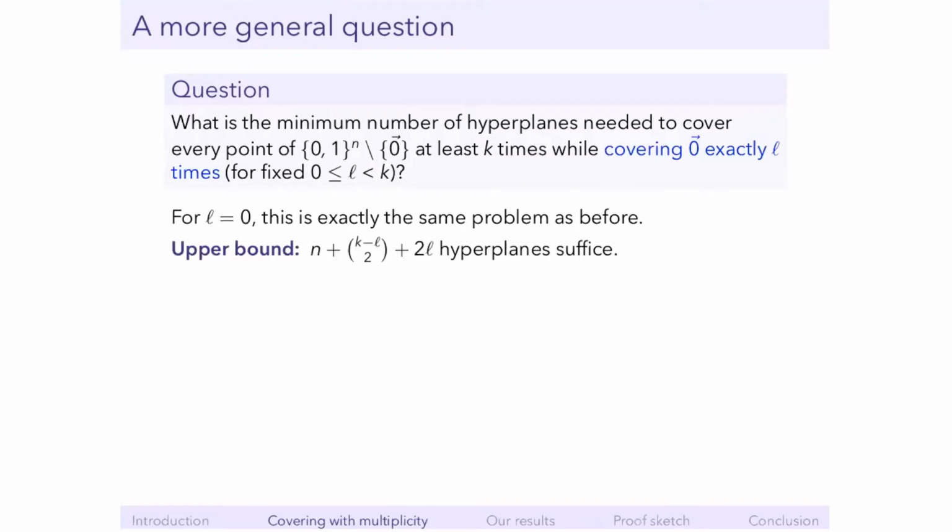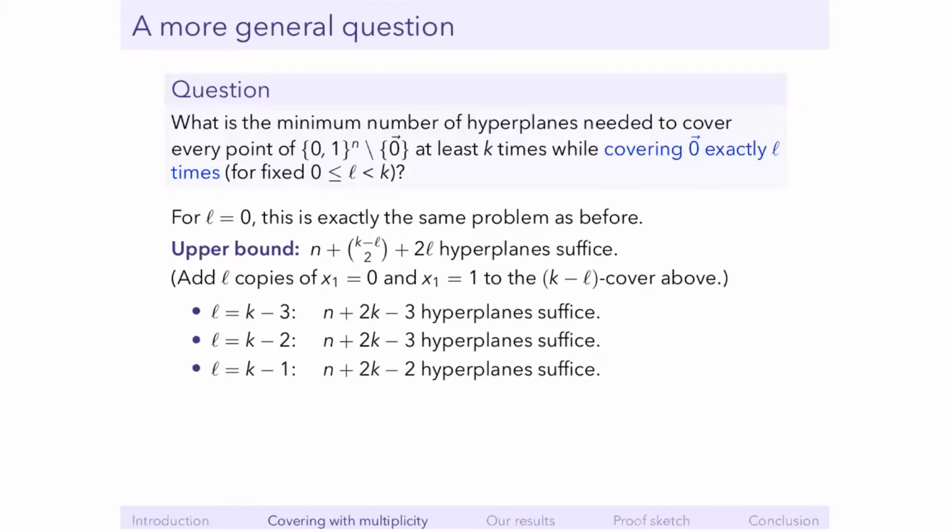And just as before, there's a simple upper bound you could come up with, which is of the form n plus (k minus L choose 2) plus 2L. The proof is just you take the (k minus L)-fold cover that I showed you before, and then you add 2L more hyperplanes, which is just L copies of a parallel pair. This is a natural upper bound you could come up with, and I just want to specialize it because these numbers will come up again on the next slide. The bounds this gives you for L equals k minus 3 and k minus 2 are n plus 2k minus 3. And for k minus 1, this gives you an upper bound of n plus 2k minus 2.